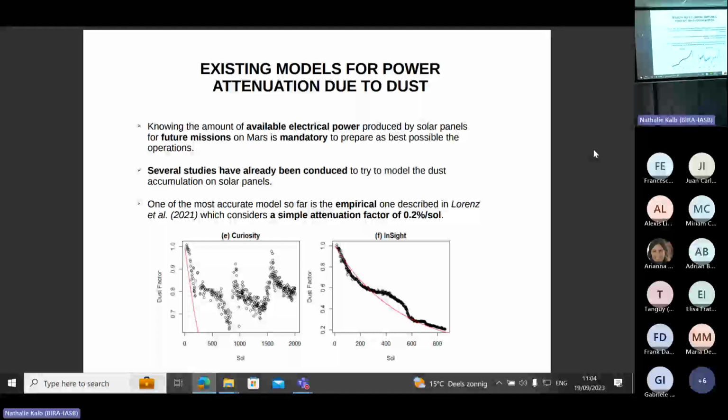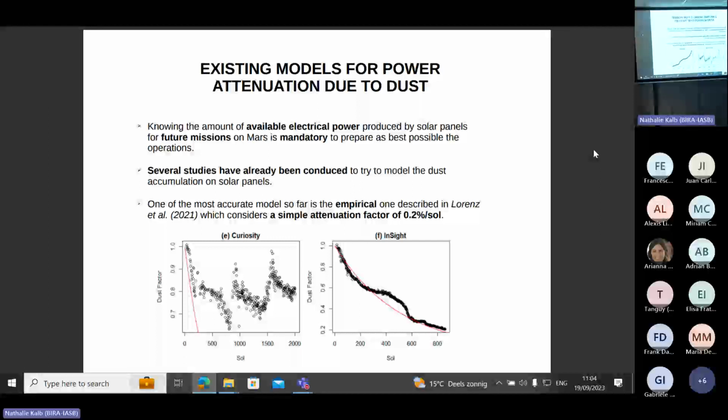You see that this model sometimes works well. For example, for InSight, during the first 800 sols, it worked pretty nicely. But for Curiosity, you see that the decrease, even if there are some dust cleaning events, is not always 0.28% per sol. So it doesn't work every time, and it's also a totally empirical model and not very physical.